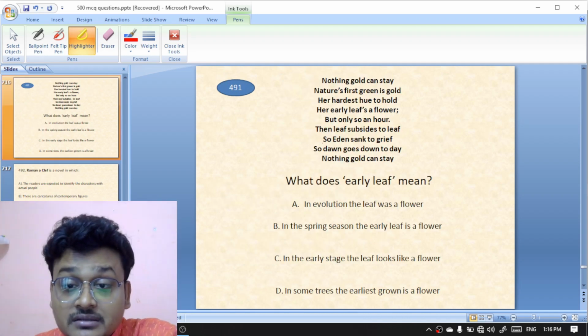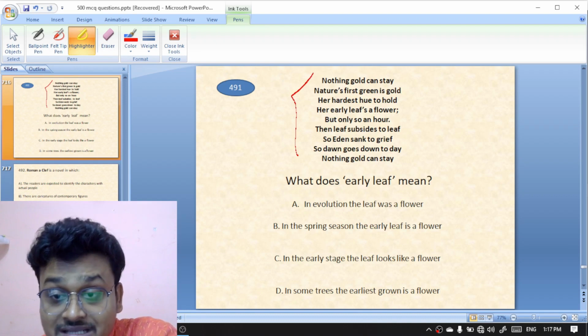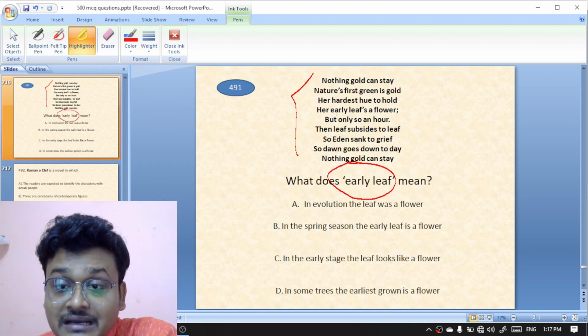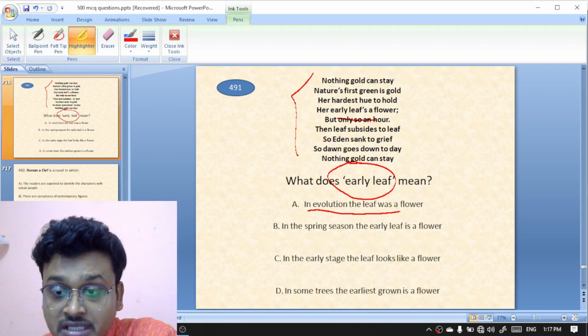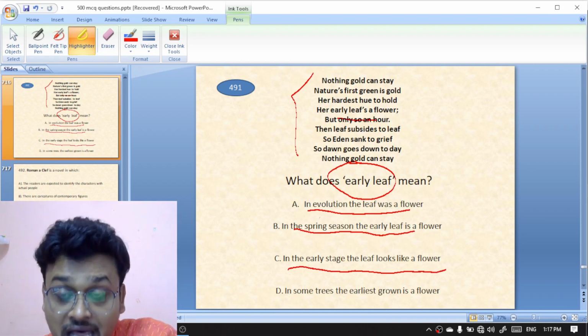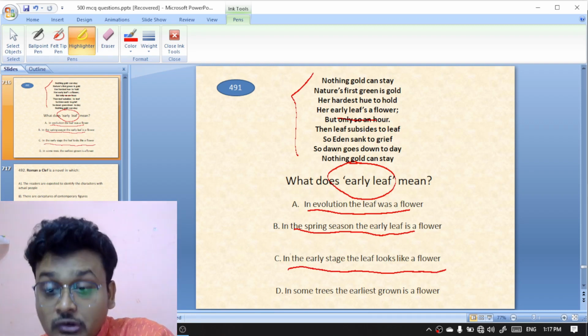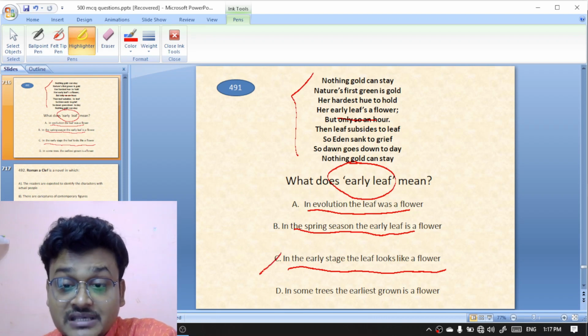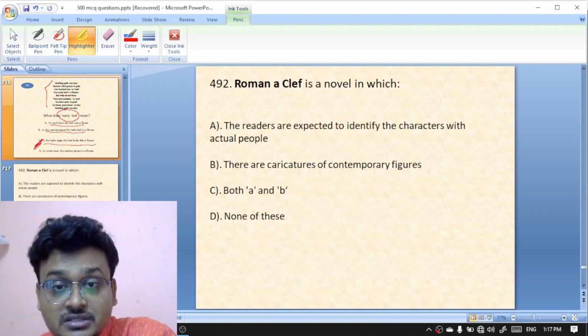Next question, on the same poem: what does 'her early leaf's a flower' mean? In the spring season, in the early stage, the leaf looks like a flower. So C is the right answer. Next question.